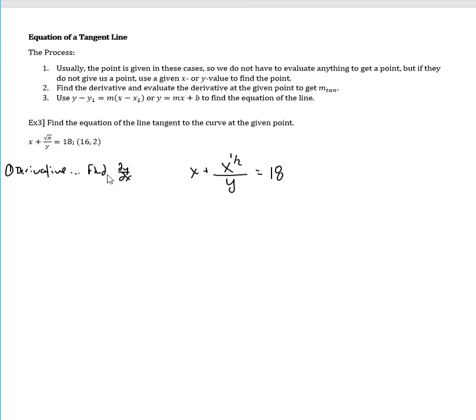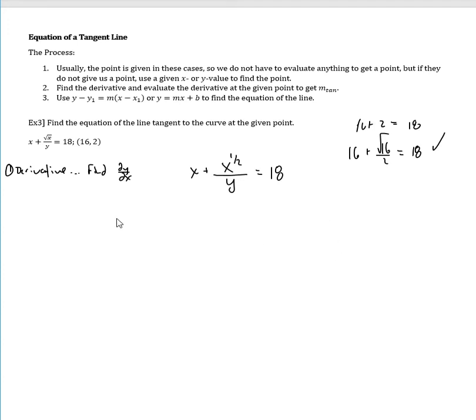Sometimes they might want you to check whether this point actually works. So if I plug 16 in for x, and let's leave that as the square root and divide by the 2 there, does that equal 18? Yes, it does. Sometimes they want you to verify the point. The square root of 16 is 4, over 2 would be 2, and 16 plus 2 is 18. So that's why this point works, and that's all you have to do when they say to verify.